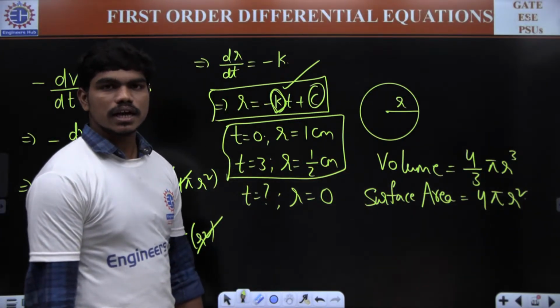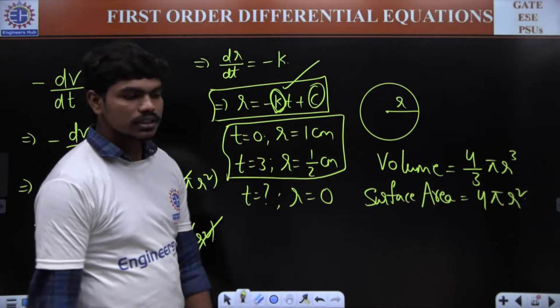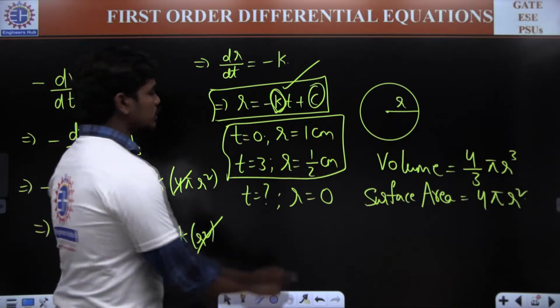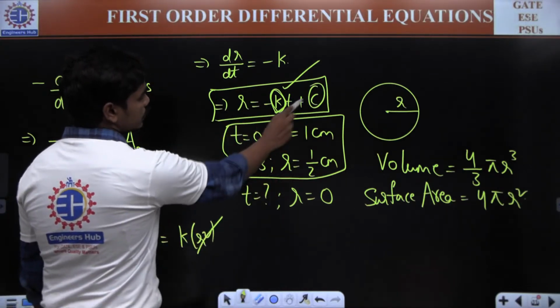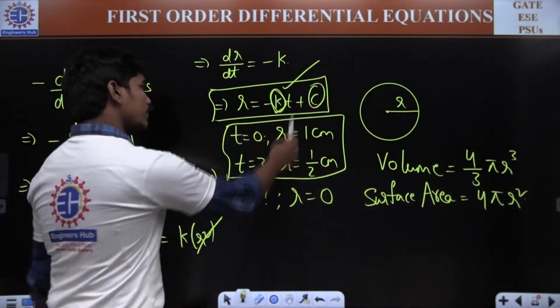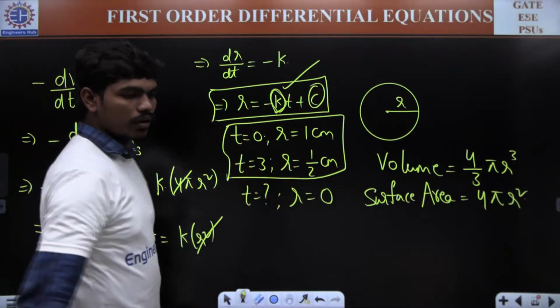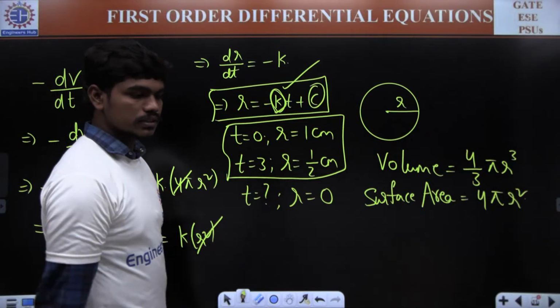K is minus 1 by 6 and c is 1. Correct? Yes or no? Because if you put t is equal to 0, then 1 is equal to c, so c is equal to 1. And if you put c is equal to 1 and r is equal to 1 by 2, then definitely k should be 1 by 6. Minus 1 by 6. Correct?